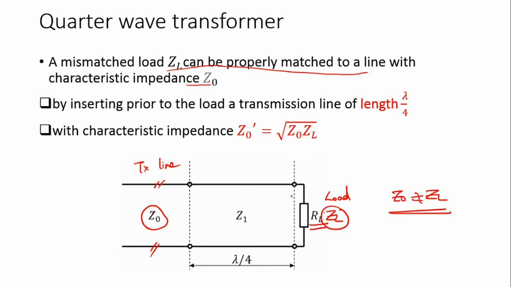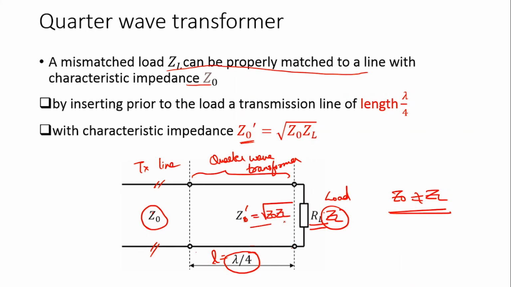For the matching, you can add an additional transmission line of length lambda by 4, L is equal to lambda by 4. This is the quarter wave transformer, and its impedance, here I wrote it as Z0 dash. So Z0 dash is given by square root of Z0 into ZL. Okay, so you have to take a transmission line of Z0 dash impedance and length L is lambda by 4, and by this you can match the impedance, or there will be maximum transfer of power due to impedance matching.